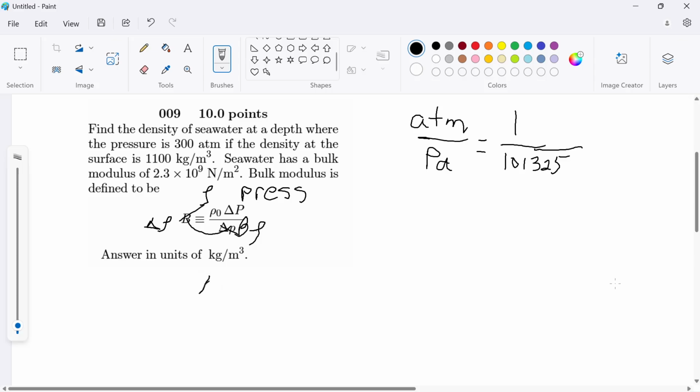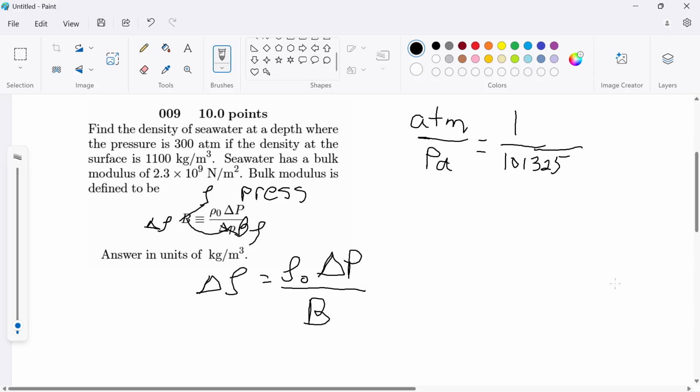I get the change in density equals the initial density times the change in pressure divided by the bulk modulus. And my units, everything's good, kilograms and cubic meters. Newtons is kilograms per second squared and meters. So I've got my units good.